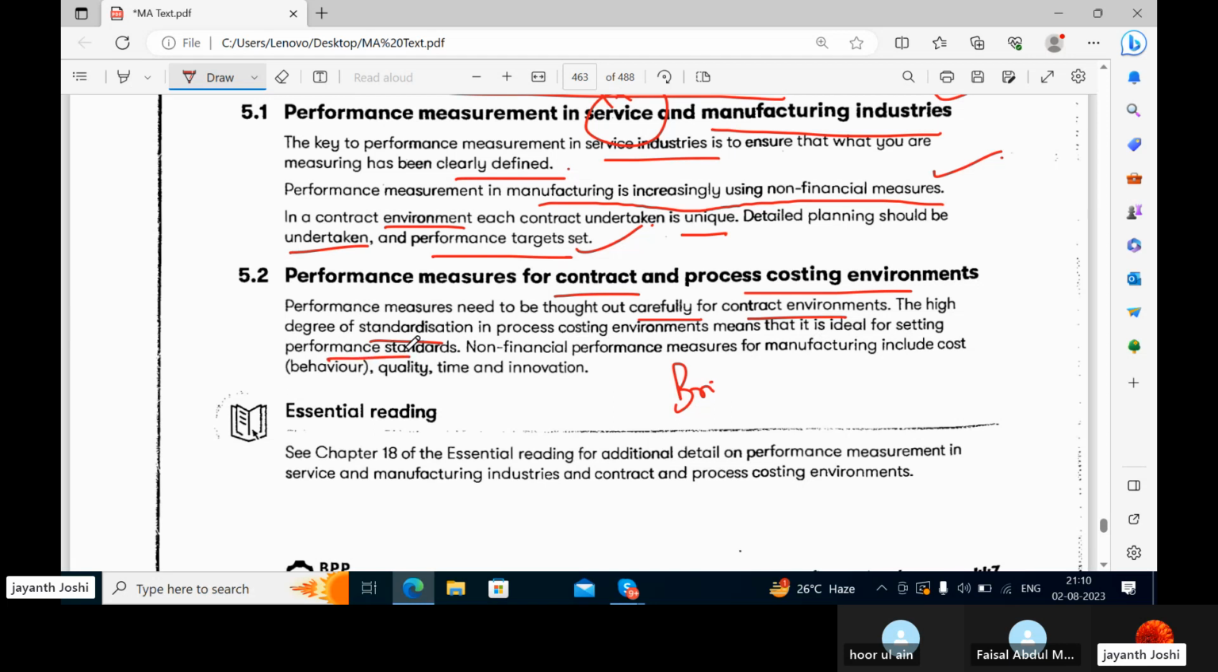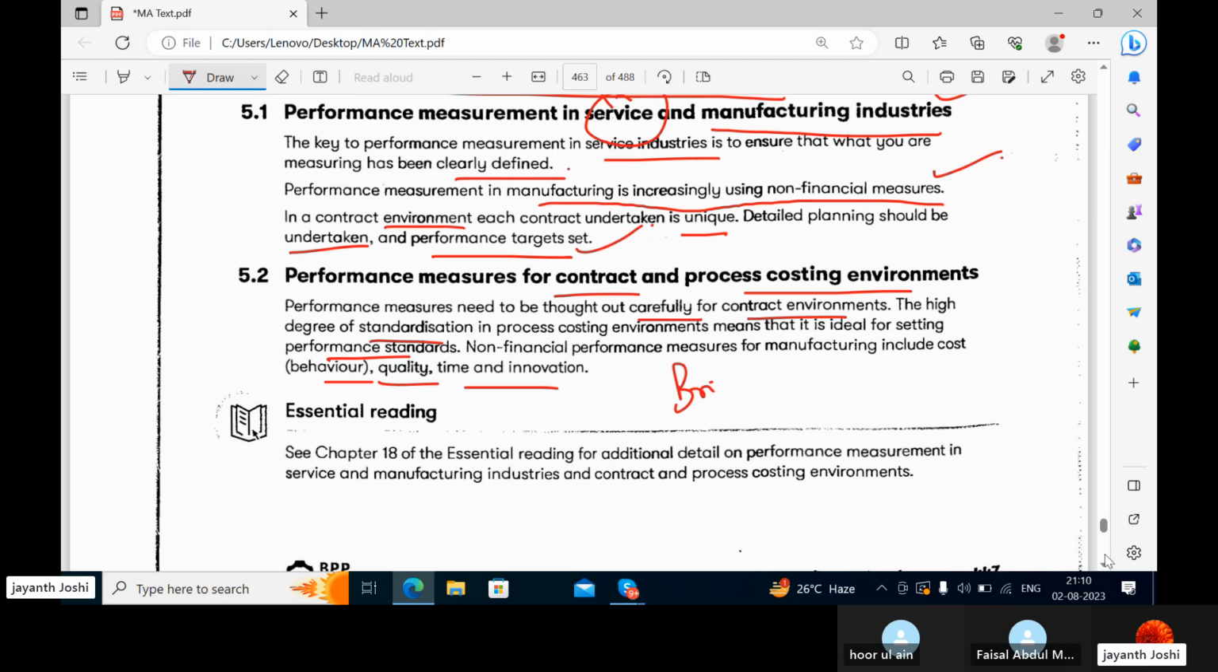When you are doing some job work for someone, you cannot compromise on quality at any point of time. That means you have to use a very standard methodology or process. Non-financial performance measures for manufacturing include cost, behavior, quality, time, and innovation. If you are taking a contract from some other company, the local manufacturer should try to manufacture at a reasonable cost, give the best quality, deliver on time, and also be innovative. That means they can share new ideas also.